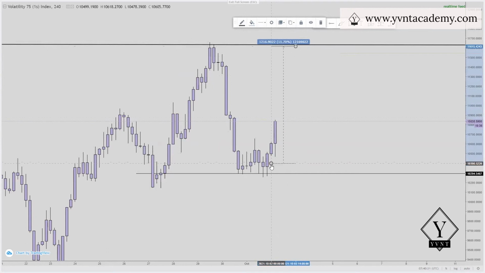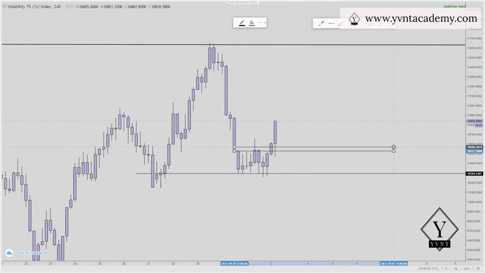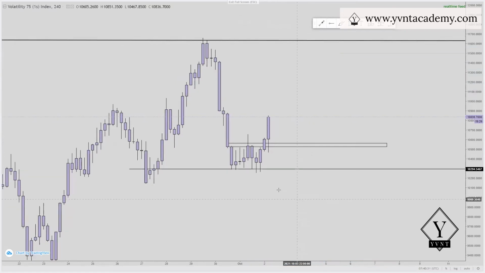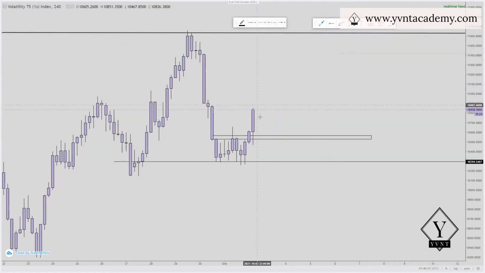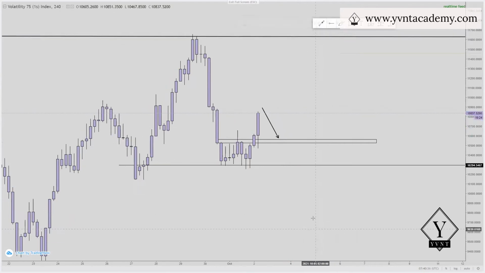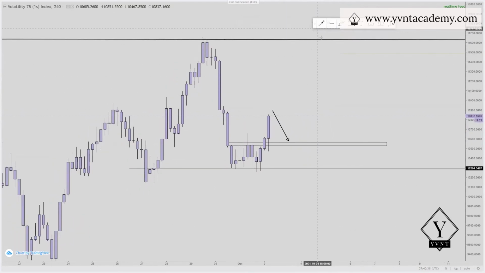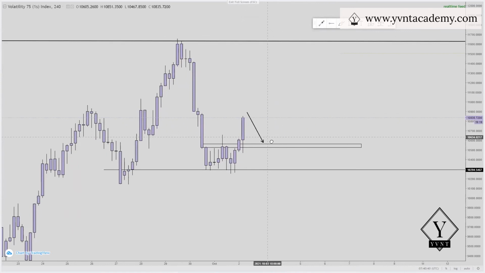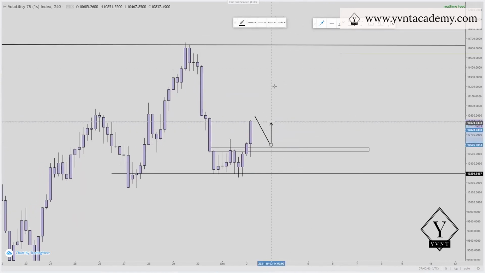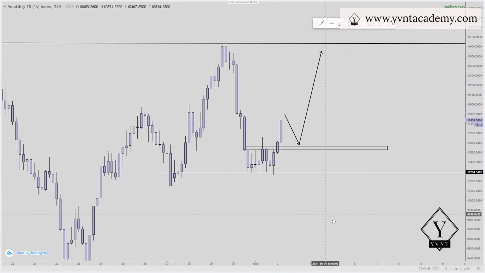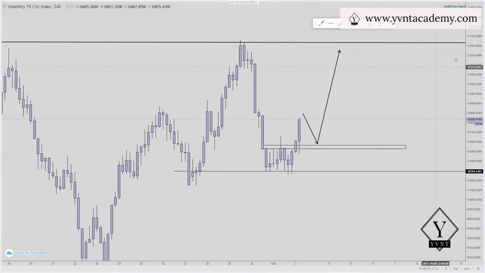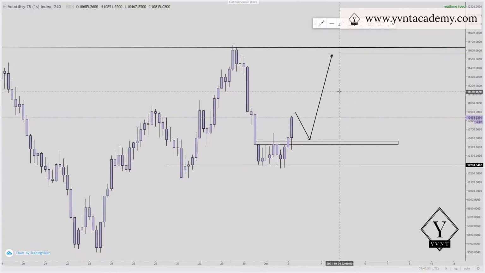So what we can expect now is for price to push back, maybe come and give us an entry around this area. Come back, give us an entry here, and then we can start looking for buys again and continue with this market to the upside. On VIX75 1S, I'm going to be looking for buys. So this is my setup. This is what I'm looking at. And then go to 1 hour.